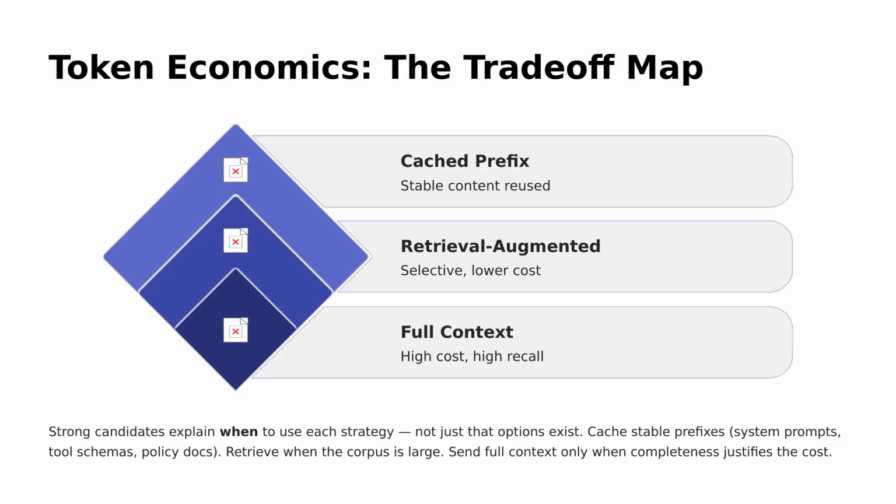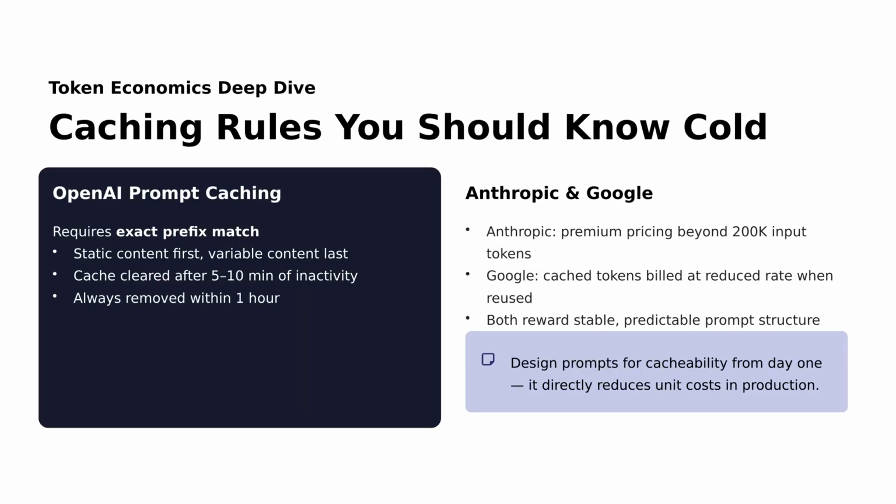This slide is really about choosing the right context strategy for the job. Cached prefixes are best for stable, repeated content like system prompts, tool definitions, or policy documents. Retrieval-augmented context works well when the knowledge base is large and you only need the most relevant pieces at lower cost. Full context gives the highest recall, but it's expensive, so use it only when completeness matters enough to justify the token spend.